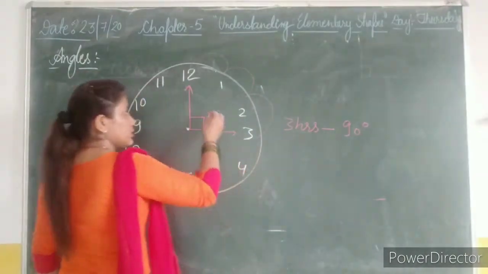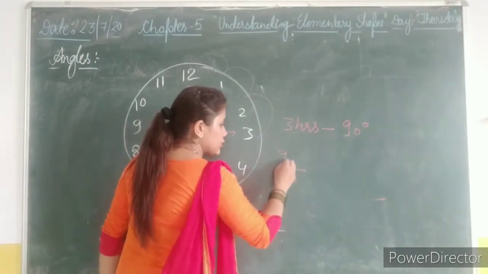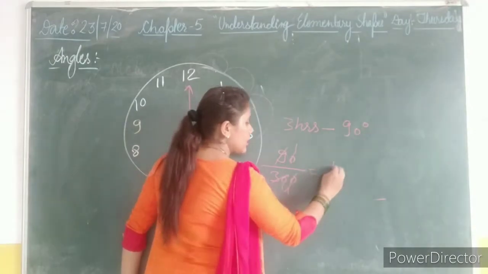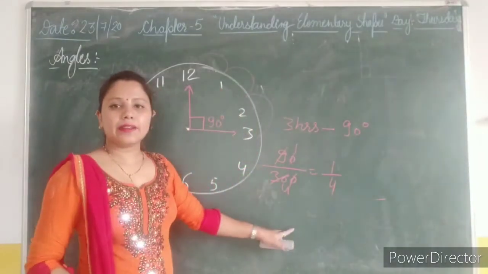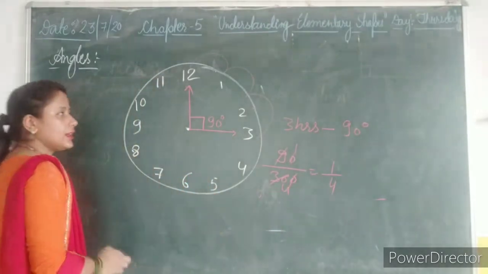So a complete revolution means 360 degrees. So 90 degree is the 9 and 36. 1/4 part. 90 degree is 1/4 part of a complete revolution.